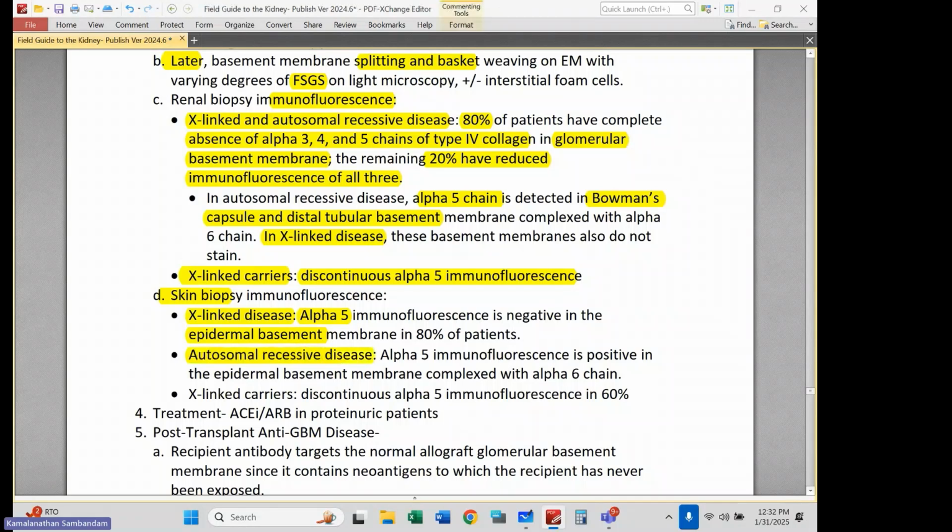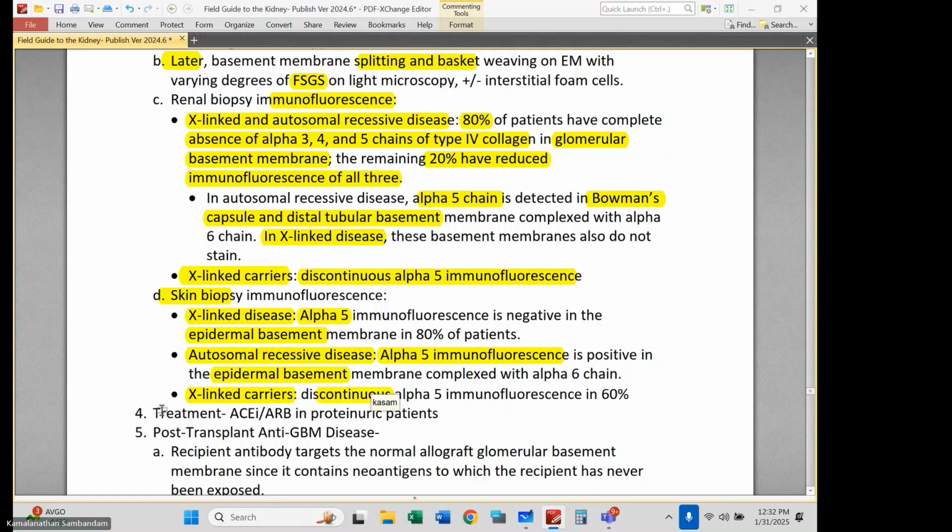Autosomal recessive disease refers to alpha-3 mutations times 2, or alpha-4 mutations times 2. In autosomal recessive disease, I will see alpha-5 chain staining, or I should say immunofluorescence, in the epidermal basement membrane. So you can think about whether skin biopsy is going to be helpful in these scenarios. Again, X-linked carriers have this discontinuous staining.